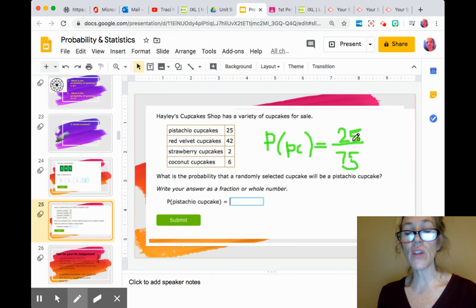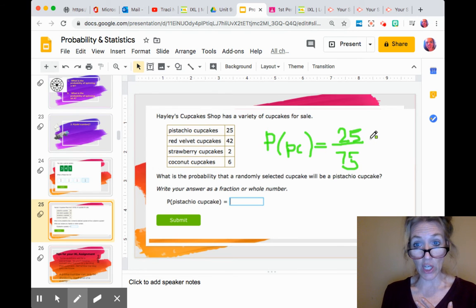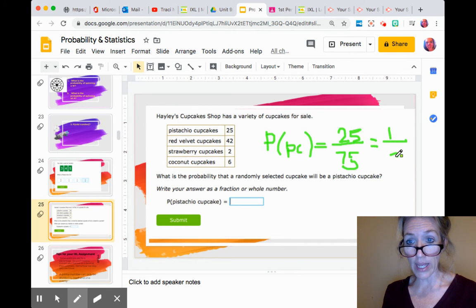Now, guys, even though that's a very valid probability, I still need to reduce that fraction. So I know, and you know, that 25 is the common factor here, and I can divide by 25, and when I do that, I actually get 1/3 when I reduce the fraction to its simplest form. You'll notice that the question says write your answer as a fraction, so you're going to write a 1 and then a slash and then a 3.